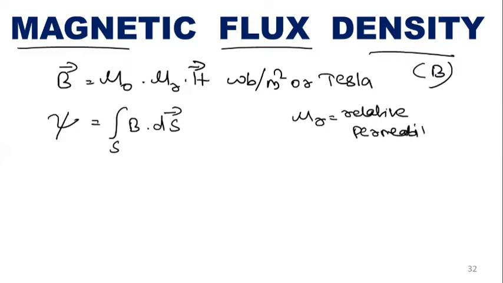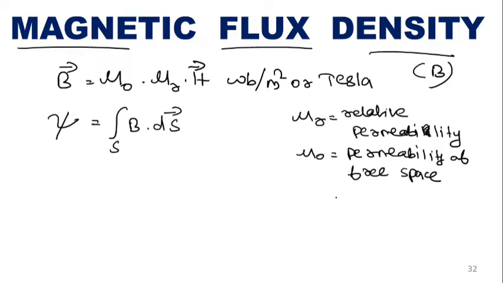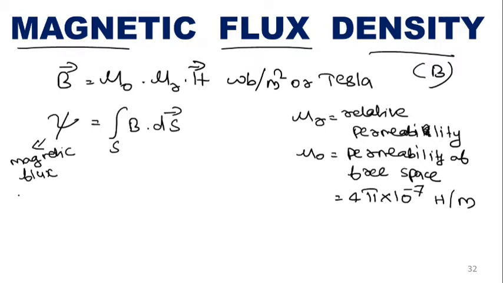Once you study one equation, you should know what the terms in it are. Mu0 is the permeability of free space, and it is given by 4 pi into 10 raised to minus 7 Henry per meter. And phi is the magnetic flux, and its unit is Weber. So all these basic things you should know.